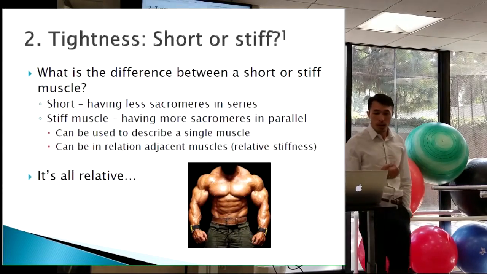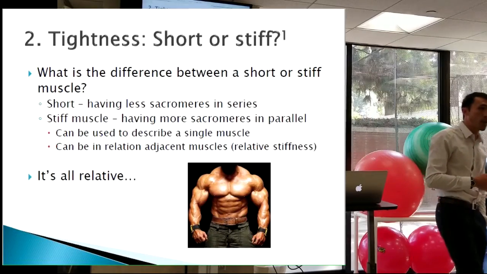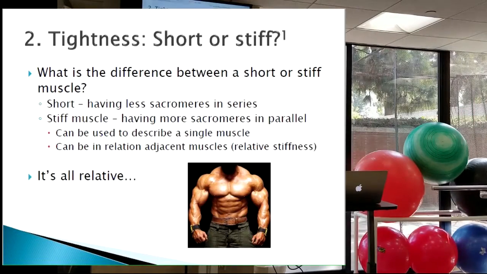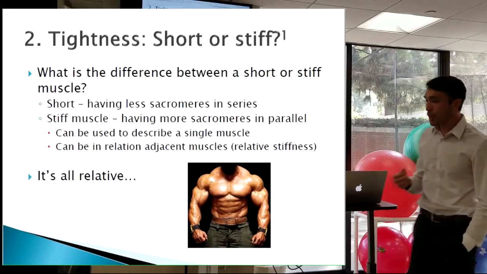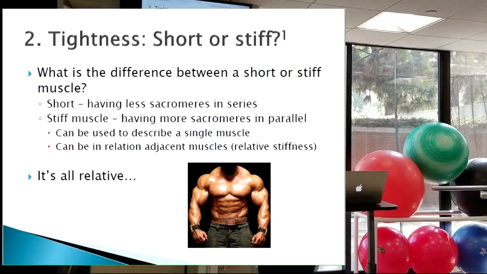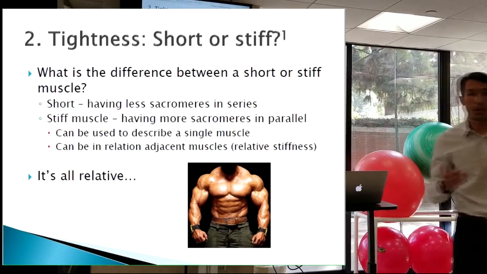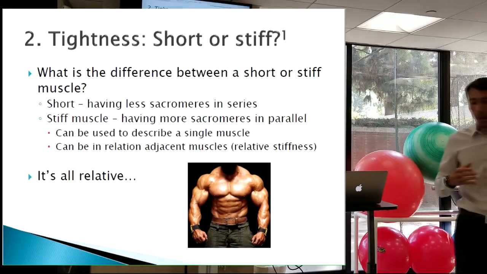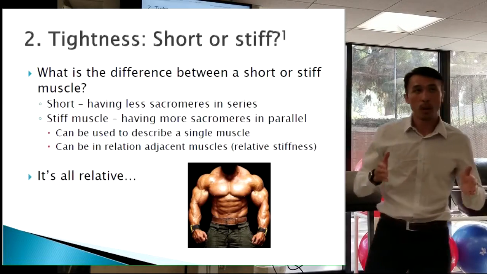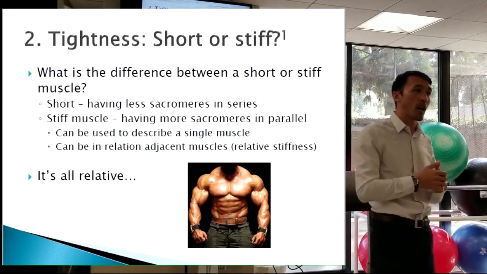Tightness means something is short or stiff, and I'm trying to differentiate what's going on. A short muscle has fewer sarcomeres in series. The muscle is actually shorter, and you have to lengthen it. Then you have stiffness, which is relative to another muscle. If you have more sarcomeres in parallel compared to another muscle, you're going to cause abnormal motion.